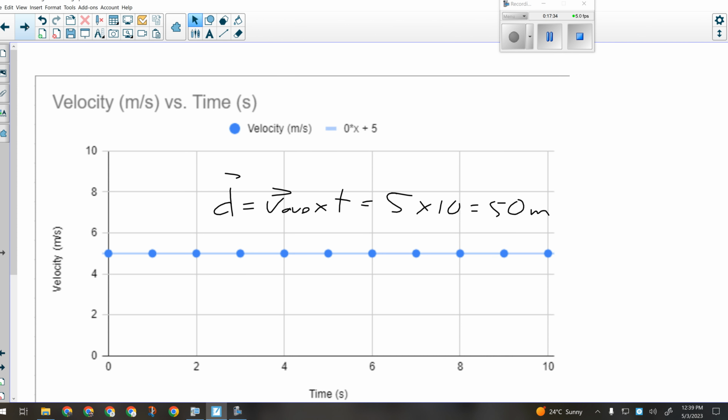Okay, so looking at this graph here, and erase that. What's this object doing?